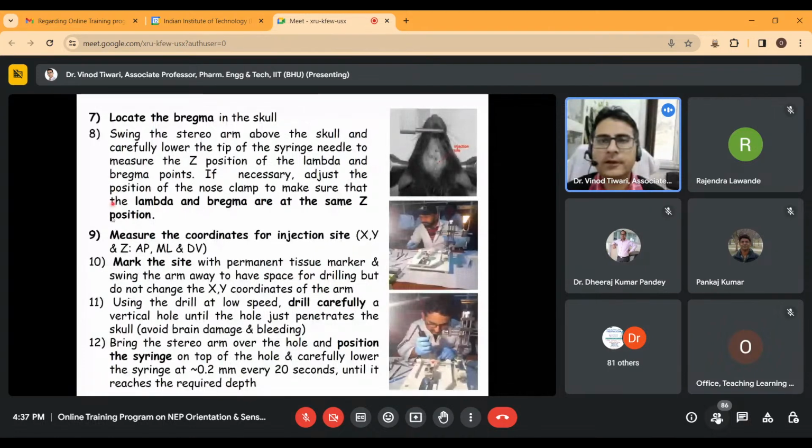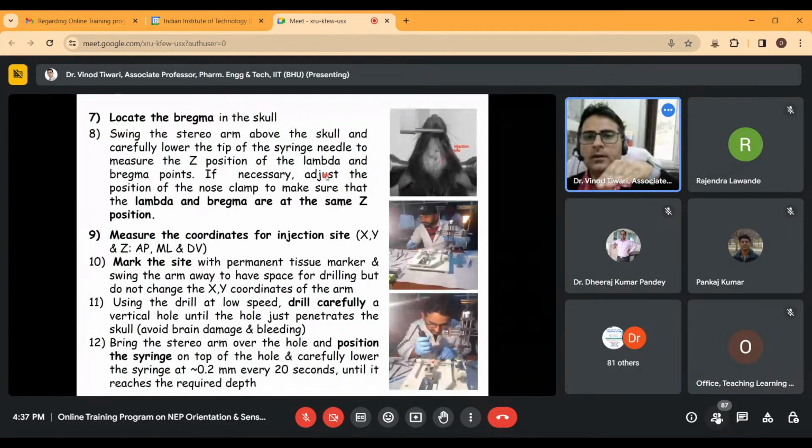And then after that, you can swing the stereo arm. Stereo arm is the arm in which the Hamilton syringe is attached above the skull, and carefully lower the tip of the syringe needle to measure the Z position. Z position means the dorsoventral, means how deep you want to go into the brain. And then you have to measure whether lambda and bregma are both at the same level or not. Then only you can judge that, okay, the head of the animal is straight.